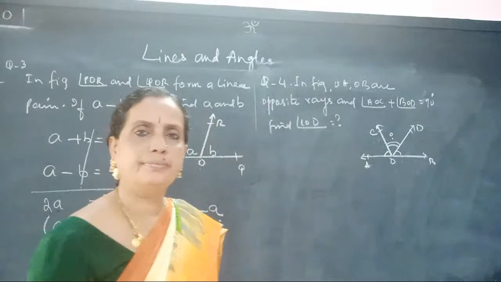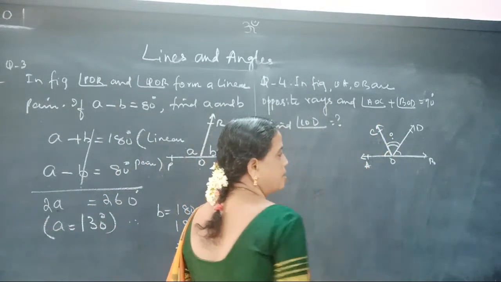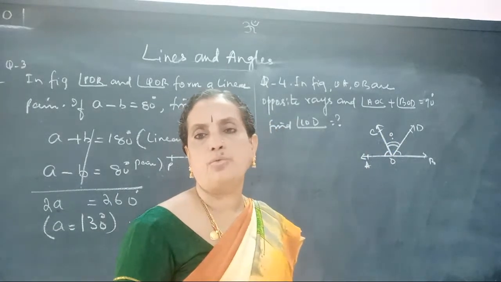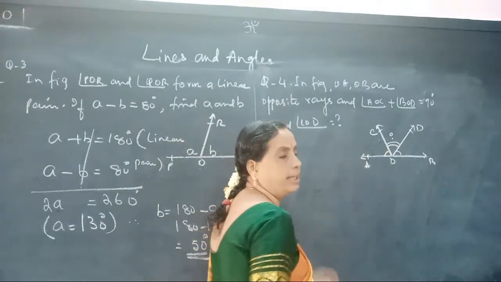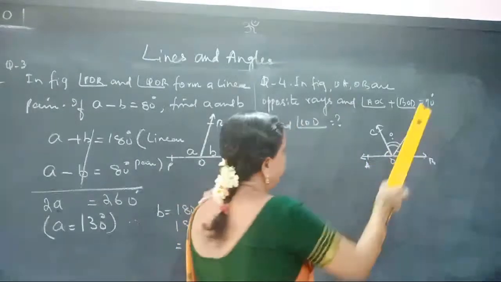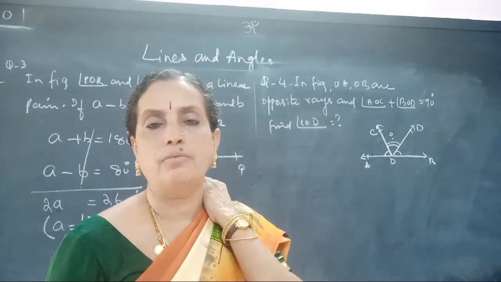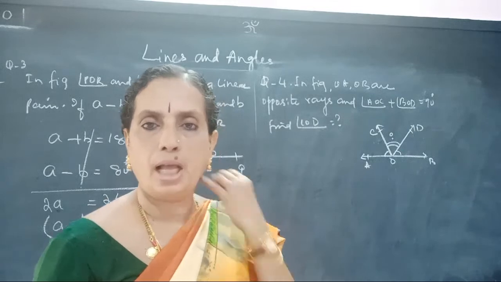Here they are all adjacent angles. The sum of the linear pair angles is 180 degrees. So adding all the angles is 180 degrees. But adding these two angles, it is 90 degrees, which is given. We have to find out the measure of angle COD. This is another application of the linear pair axiom.